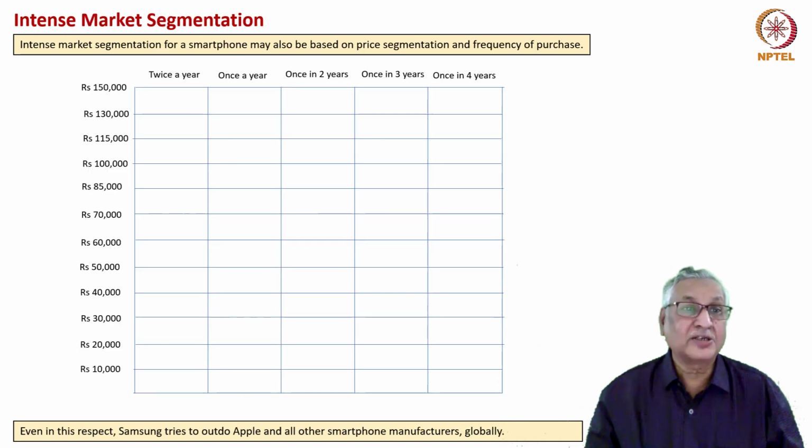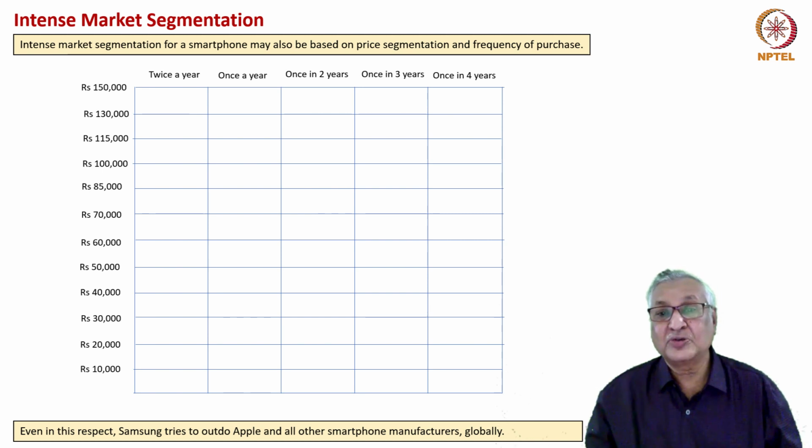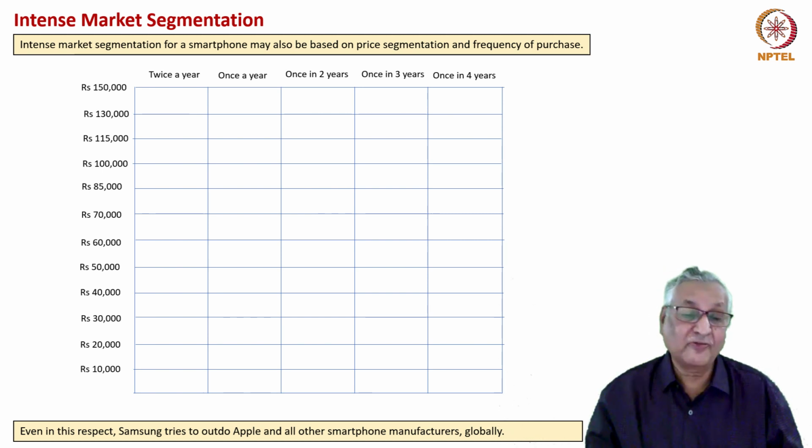We can do the market segmentation based on the price as well as the frequency of purchase. These days, the purchase of smartphones has become more frequent. We can think of people who buy or change a smartphone twice a year, once a year, once in 2 years, once in 3 years, and once in 4 years. That is one segmentation. The other segmentation is in terms of the price range. It could vary anywhere between 10,000 rupees and 150,000 rupees.